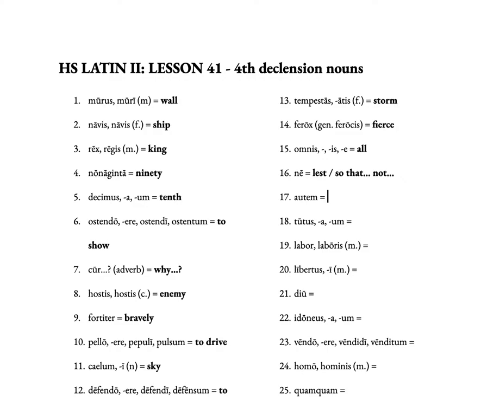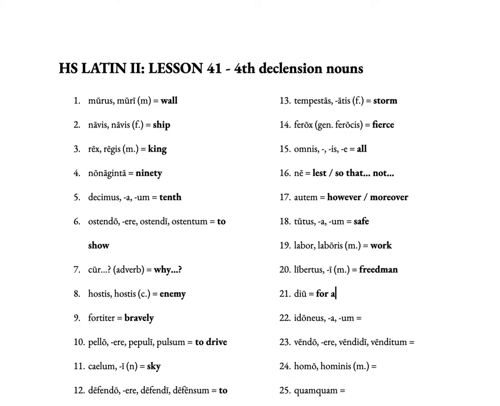Autem is a difficult word to translate. It can mean however, or moreover, or sometimes you translate it as now, when you're just telling the reader that you're moving from one topic to a different topic in a text. Tutus, number 18, means safe. Labor is work. A libertus is a freedman or an ex-slave.